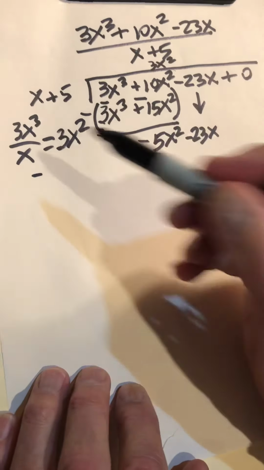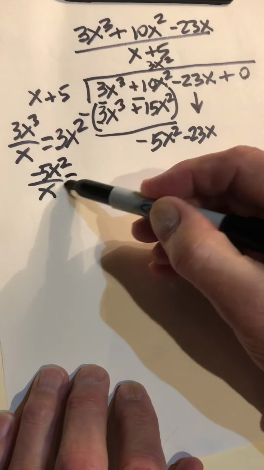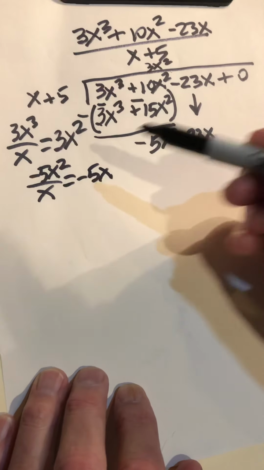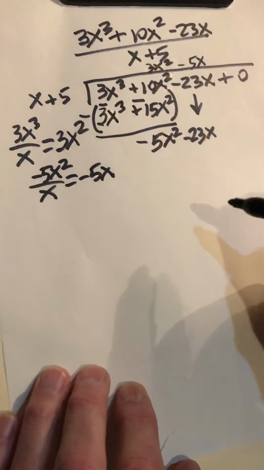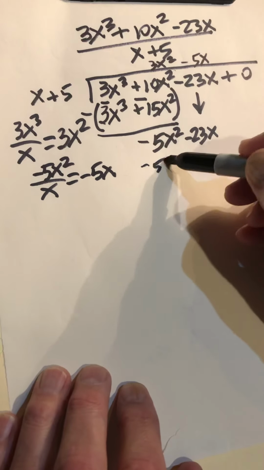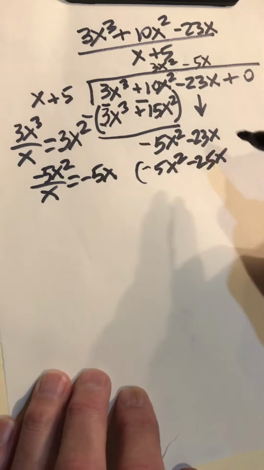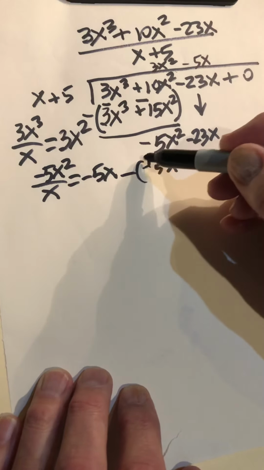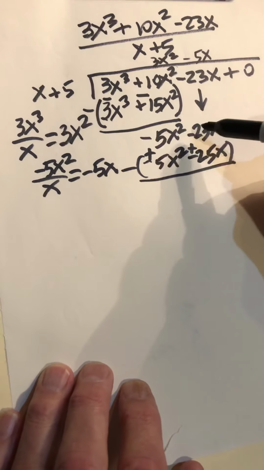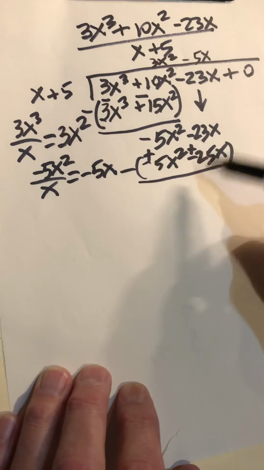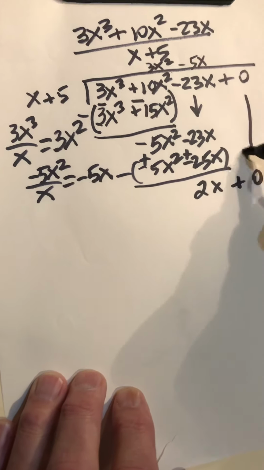First term by first term: minus 5x squared divided by x is negative 5x. Put it over the like term column. Minus 5x multiplied by the divisor: minus 5x squared minus 25x. Subtract the whole thing. That changes this to a plus. That's your 0 pair again. That makes this a plus. So that's negative 23x plus 25x is 2x, plus 0, because I bring down that final term.